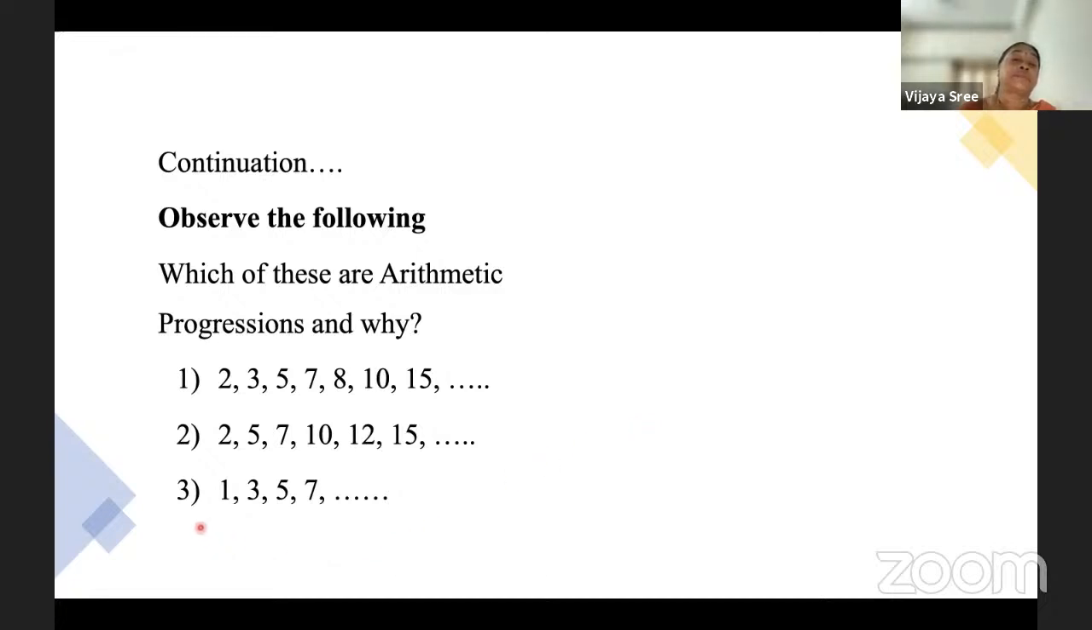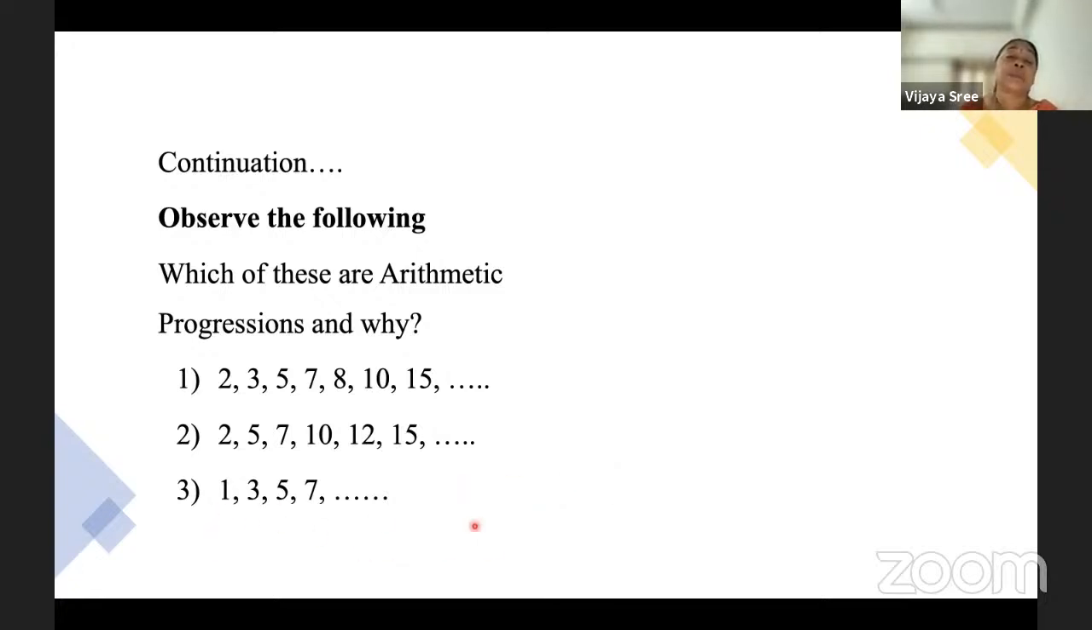Okay, next, the third one: 1, 3, 5, 7, and so on. Here, what is the common difference? A2 minus A1, 3 minus 1, that is equal to 2. Next, 5 minus 3 is 2. 7 minus 5 is 2. So the common difference is the same in this list of numbers. That's why this list of numbers is in arithmetic progression.